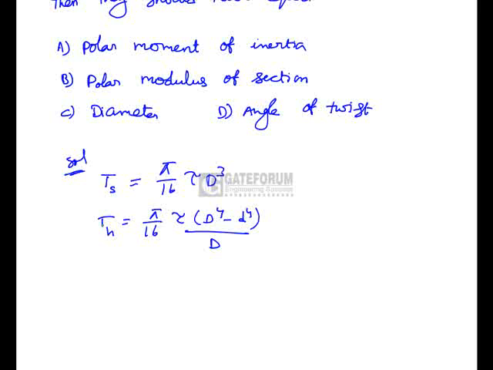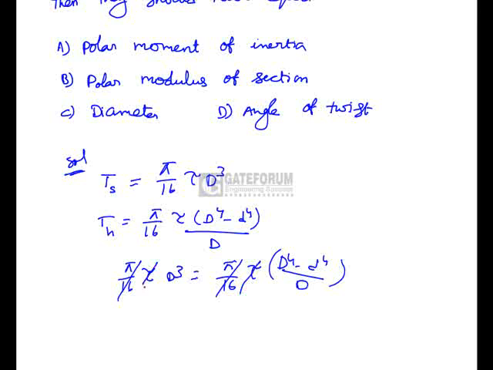Here both shafts transmit equal torques, that means Ts is equal to Th. So that is pi by 16 tau d cube is equal to pi by 16 tau (D to the power of 4 minus d to the power of 4) by D. Okay, and here again pi by 16 get cancelled, and they are both having equal maximum strength. That means the maximum shear stress induced in both the shafts is equal. So here the shear stress induced in the hollow shaft and the shear stress induced in the solid shaft are equal.